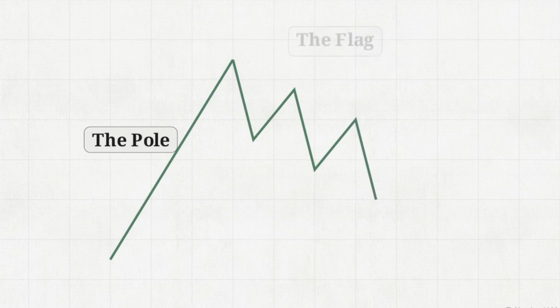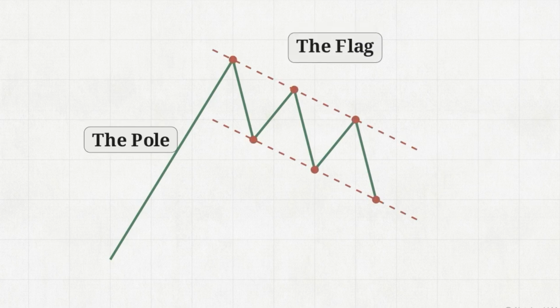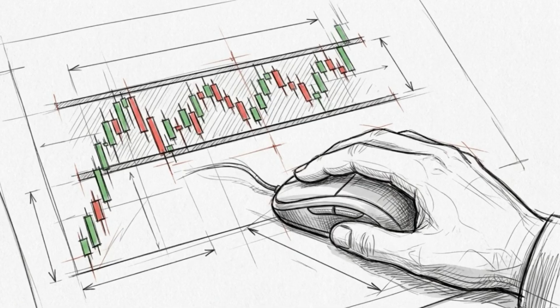A flag pattern consists of 2 parts: the initial steep price surge, known as the pole, followed by a tight, choppy channel moving in the opposite direction, the flag. To define the pattern, draw 2 parallel trend lines connecting the highs and lows of that choppy channel. Boxing in the price action tells you to do nothing until the boundary is broken, preventing you from exiting a trade during a standard correction.